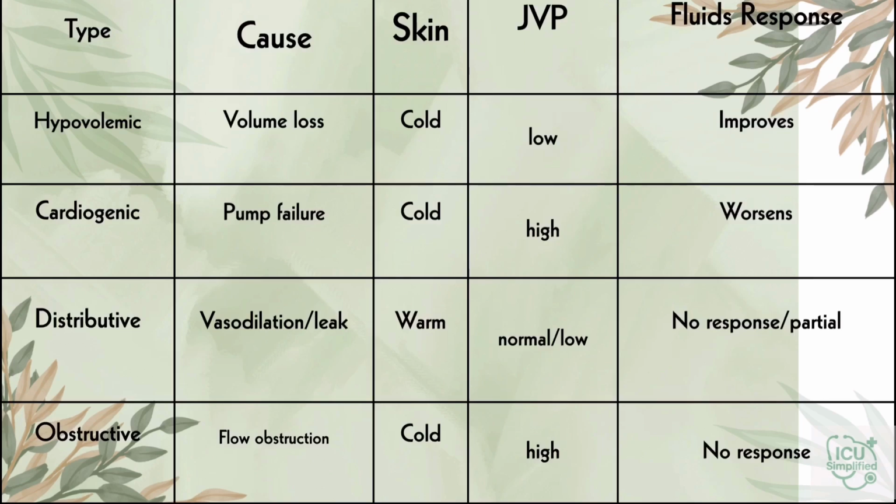Distributive has a vasodilatation or leak, and this will lead to warm skin and with normal or low JVP but no response or partial response to fluids. In obstructive, there is obstruction, skin will be cold, JVP will be high, and there will be no response to fluids. Trauma, think hypovolemia. Warm skin, low JVP, could be sepsis. Fluids making it worse, that's cardiogenic. No response and raised JVP, you are staring at obstruction. This is pattern recognition with lives at stake.